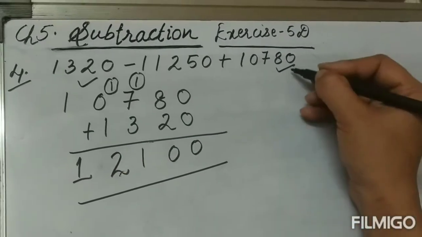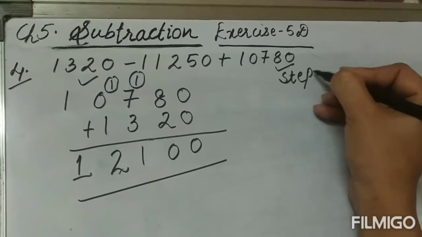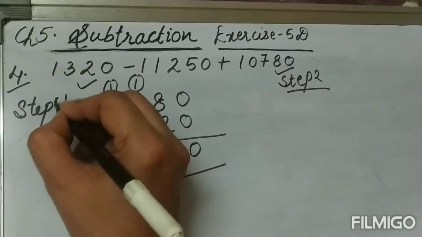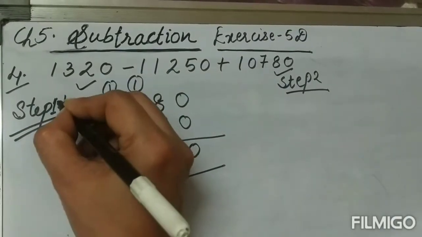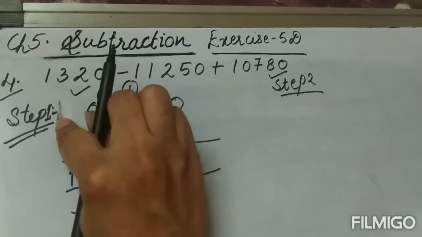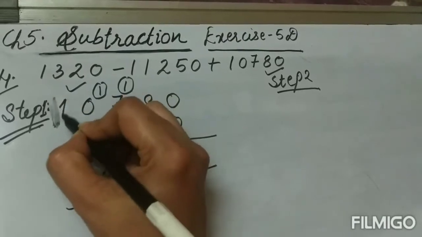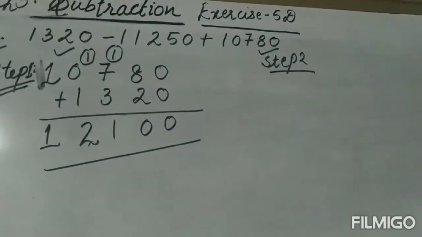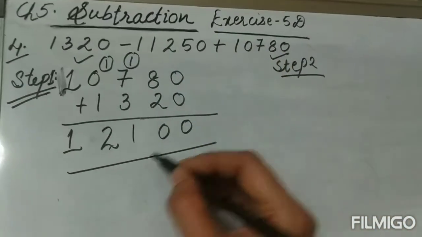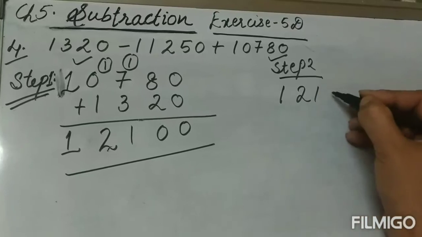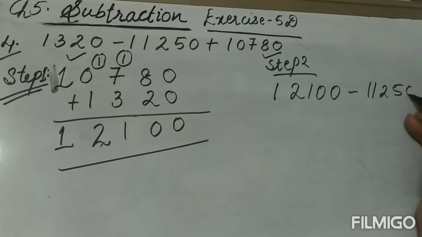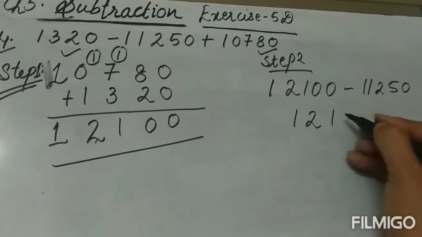This is our step first. In second step, what we will do, we will subtract this number from the sum of these two numbers. So our question has become 12100 minus 11250. So subtract these two numbers.